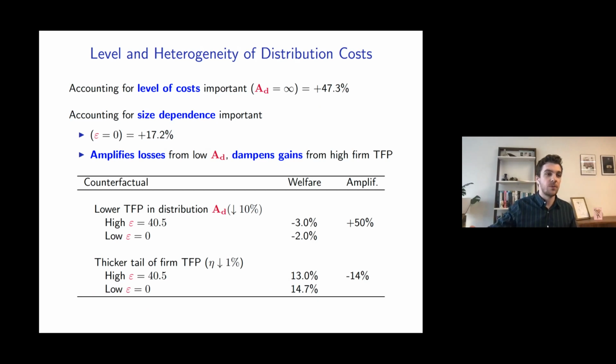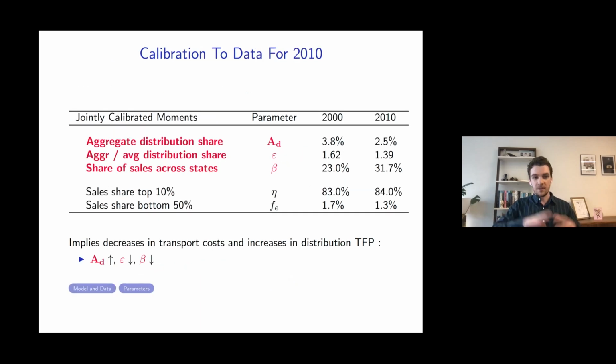It's slightly more complicated when we look at increases in firm TFP. What we can consider is the impact of a change in the Pareto shape parameter, which increases the share of very highly productive firms. This obviously leads to big welfare gains, but these gains are smaller when you have a higher value of epsilon. That's because these firms, in order to get bigger, need to sell far away. When epsilon is high, they're more constrained, and that makes it more difficult. So that's the more accounting side.